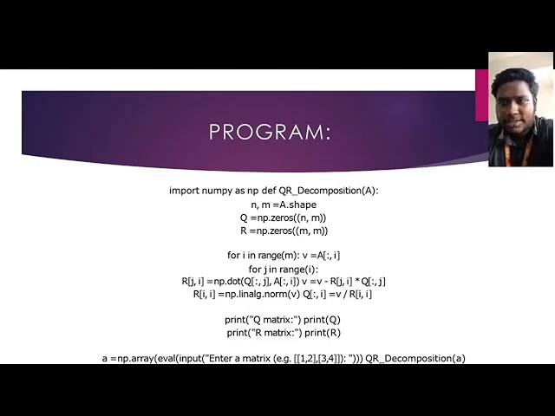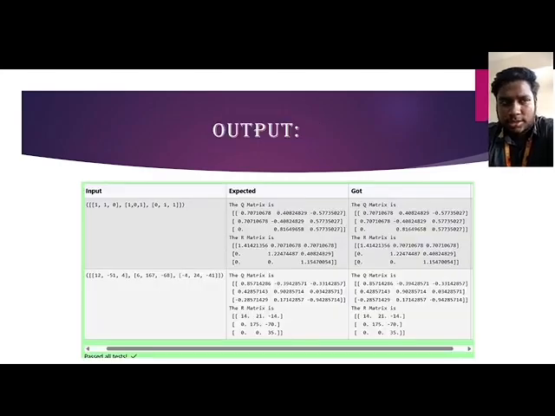Then it takes a matrix input from the user, like [1, 2], [3, 4], and calls the QR decomposition function with the user's matrix. Let's see the output. This is the output of the code.